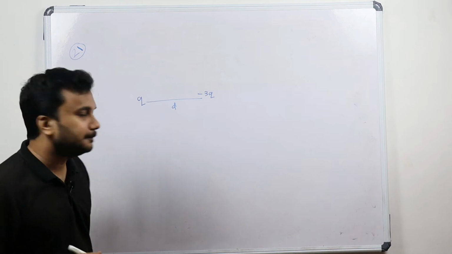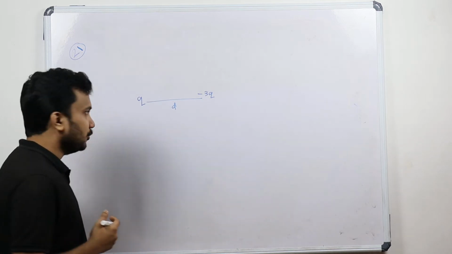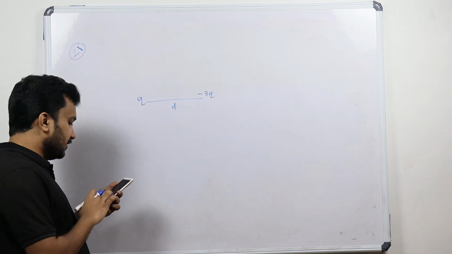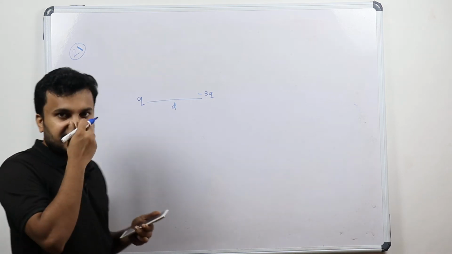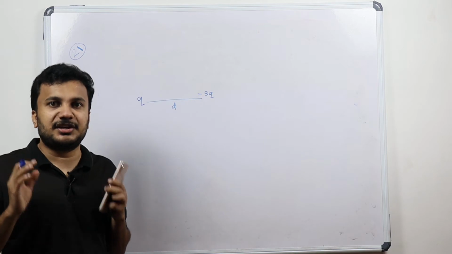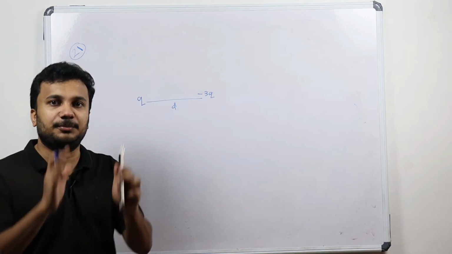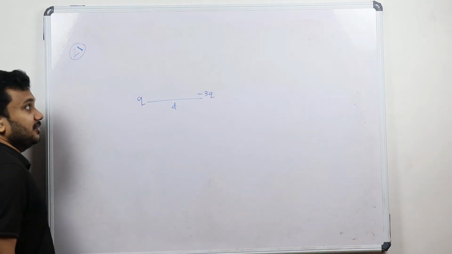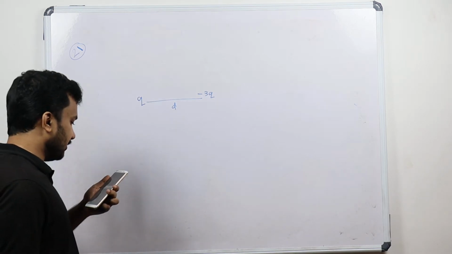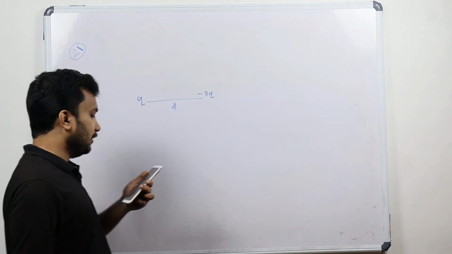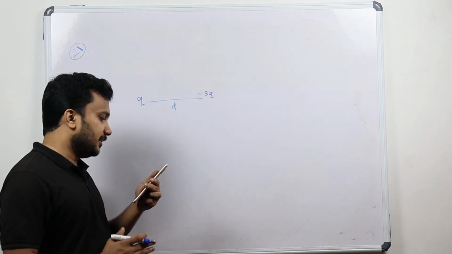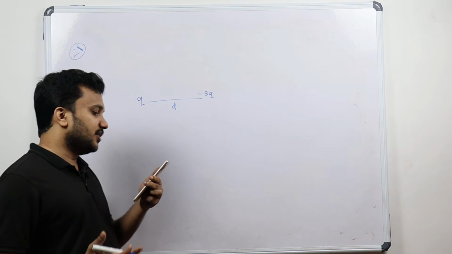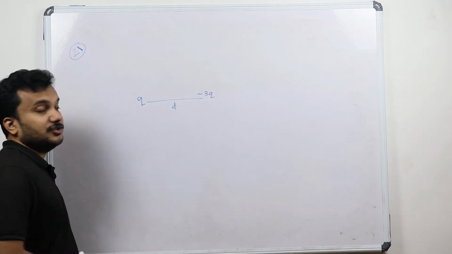It is opposite, right? If sign wise it is opposite, then the question is, where should the third charge be placed so that it will not experience any force? It will not experience any force means the charge is in equilibrium. Where should the third charge be placed? What is the value of the third charge? Charge 2Q has to be placed.